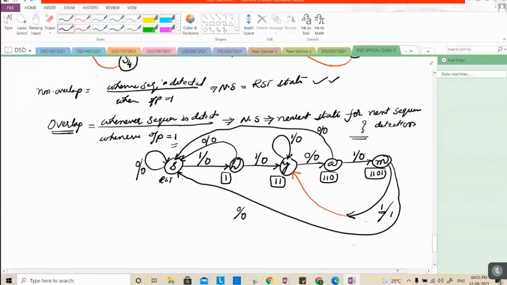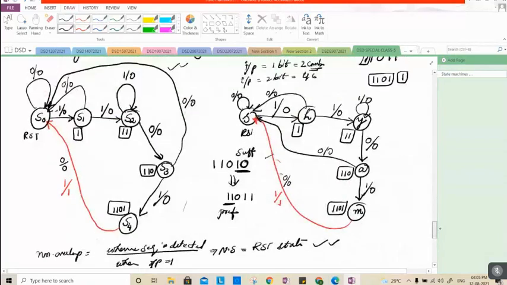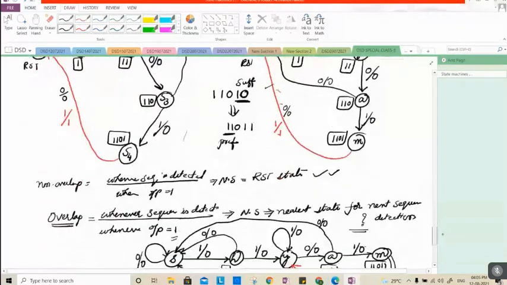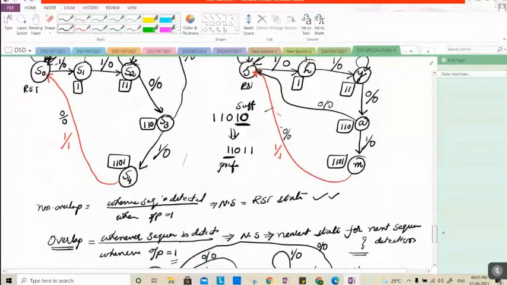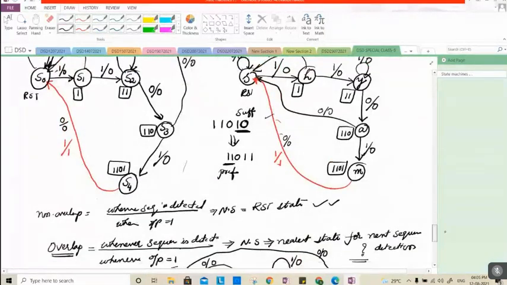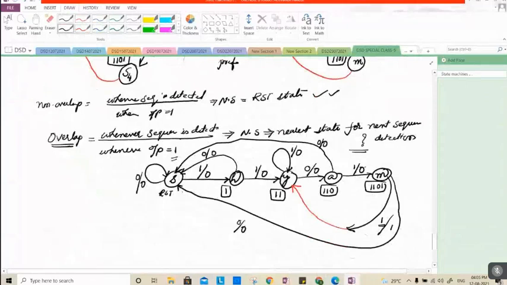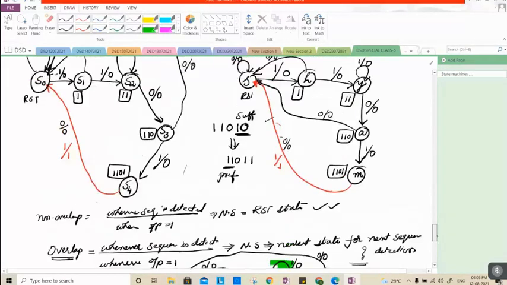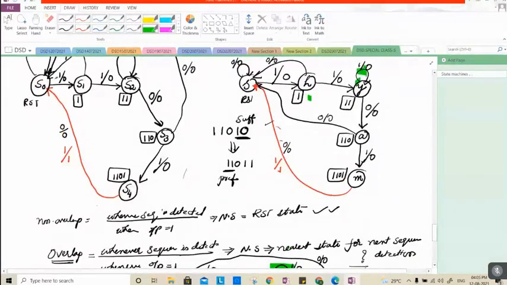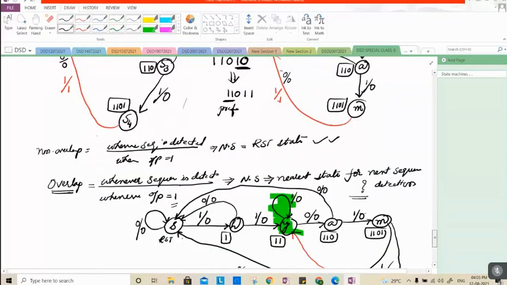0 by 0. Now please compare these two overlap and non-overlap state diagrams. Where are they differing, where can you find a difference between these two? Only the last one, a branch going forward from the last. So please don't get confused with this particular loop. Sir, doesn't this come under overlap? This will not come under overlap. The overlap condition is only this one.